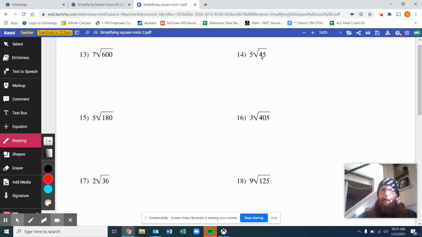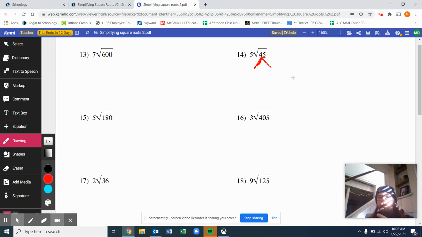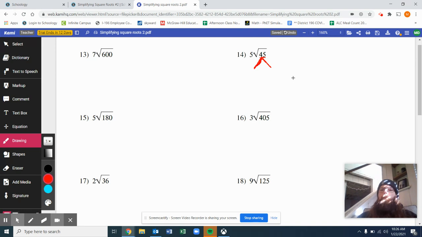Okay, so number 14, you always want to look at the number inside first. That's your first step. All of these problems have a number inside, and you're going to look at how you can find two numbers that multiply together to create the number inside the square root symbol. You can use a calculator, you can use your head, whatever works. When I tell you these answers, it's because I've already done this. You might take a few minutes to figure out these numbers yourself, and that's okay.